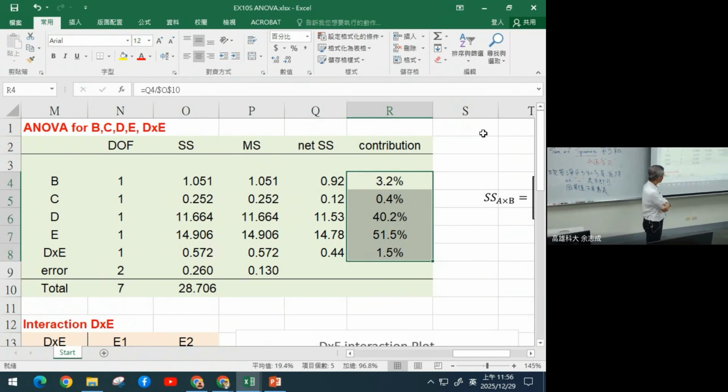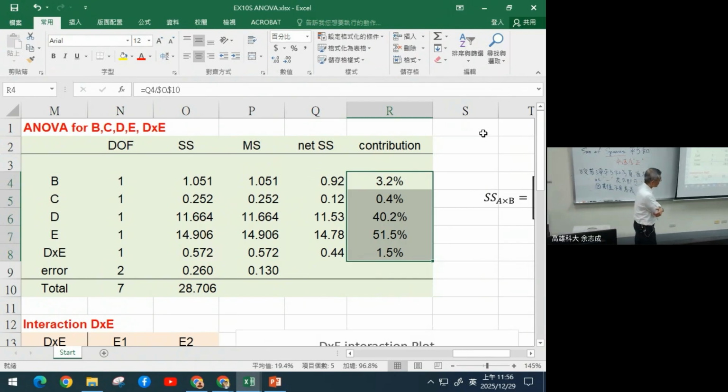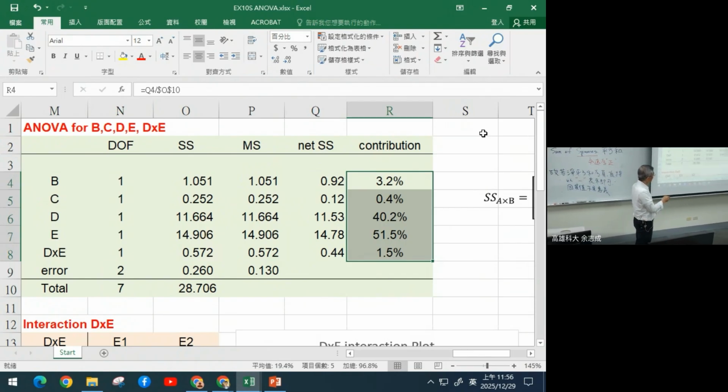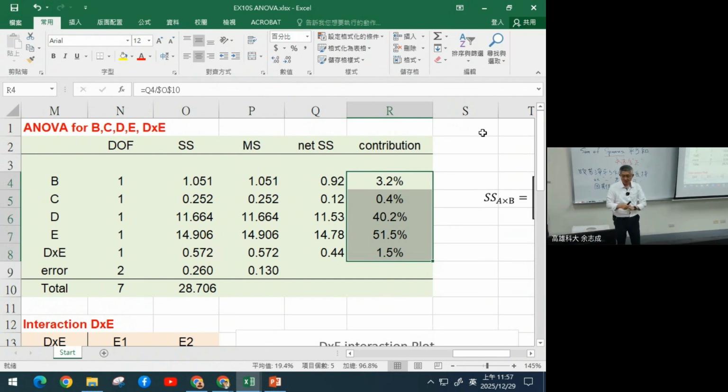Very simple, right? Very straightforward. But the only thing you need to remember is you cannot calculate the contribution when you have a negative sum square. Okay. All right.